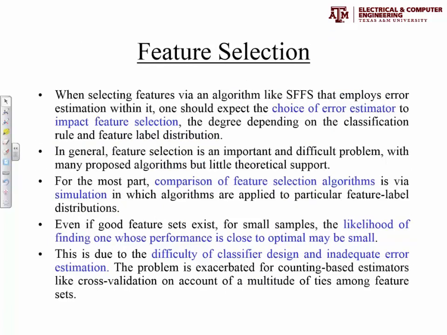Now, when selecting features via an algorithm like this sequential forward floating selection that employs error estimation within it, to compare the different feature sets, one should expect that the choice of the error estimator will impact the feature selection, the degree depending on the classification rule and the feature label distribution. In general, feature selection is an important and difficult problem with many proposed algorithms but little theoretical support, right?